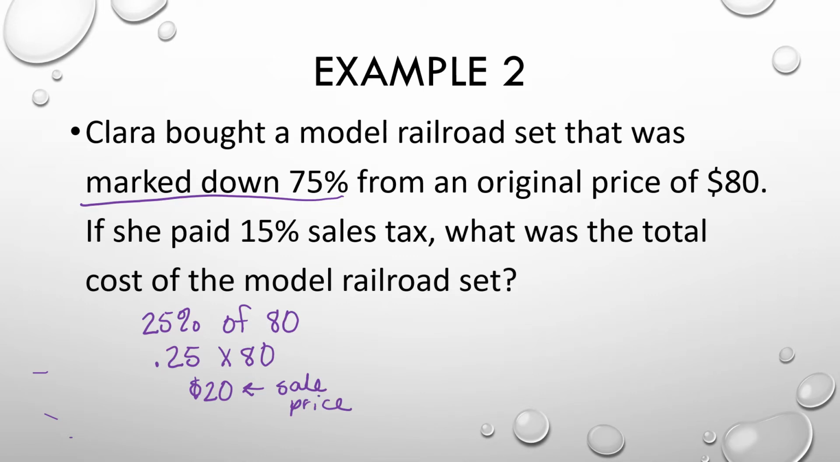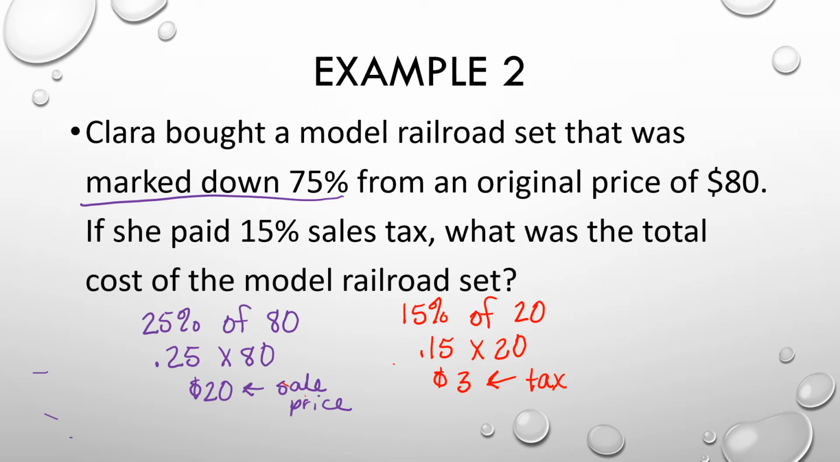Okay, and then you've got to find the 15% sales tax. So you pay sales tax on the sale price. You don't pay it on the original price or whatever it was at a different time. You only pay tax on how much you are paying for the item on that particular occasion. Okay, so we're going to have to do 15% of whatever we're paying for. So we're paying the sale price. So 15% of $20. So 0.15 multiplied by 20, which gives us 3. So $3 is our tax.